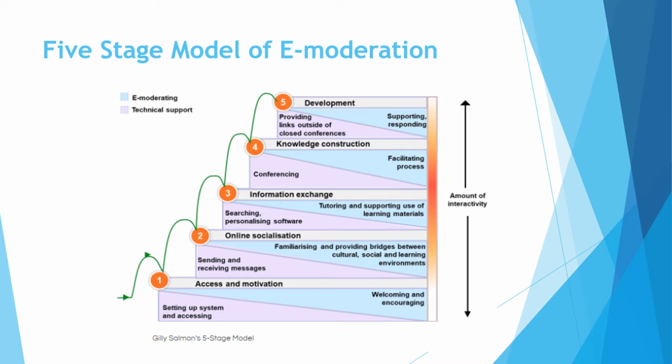As you can see, within the first stage, the e-moderator focuses on welcoming and encouraging students. The second stage involves providing opportunities for students to meet their peers and share some knowledge with one another. Within the third stage, the e-moderator supports students in interacting with one another and with course content. The fourth stage sees the e-moderator introduce e-activities which encourage students to engage in collaborative learning, while the fifth stage sees students become more independent and responsible for their own learning.